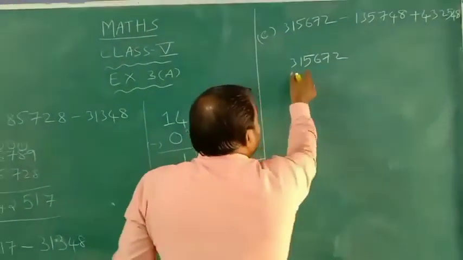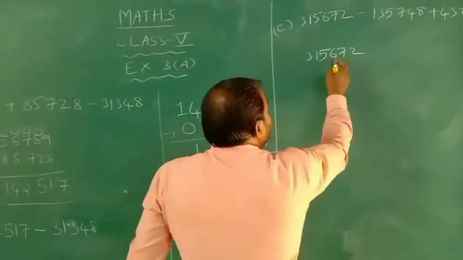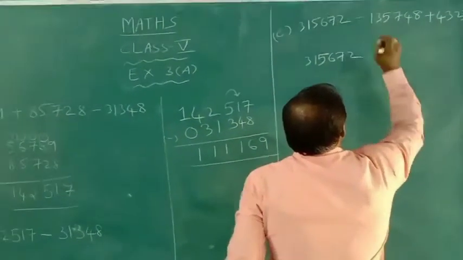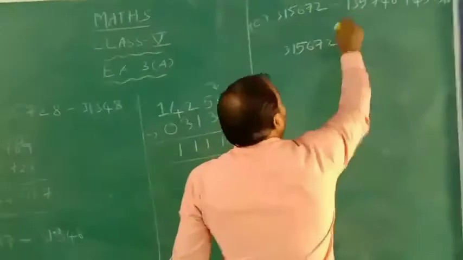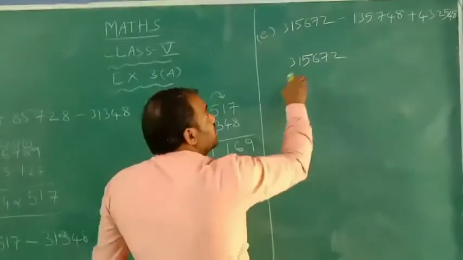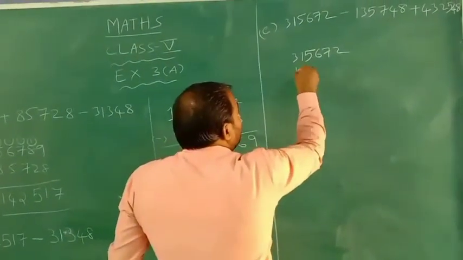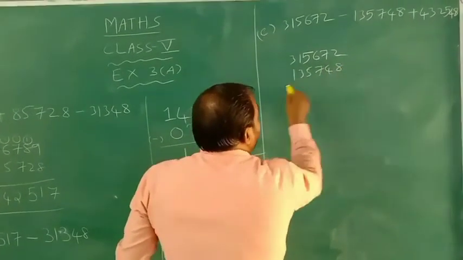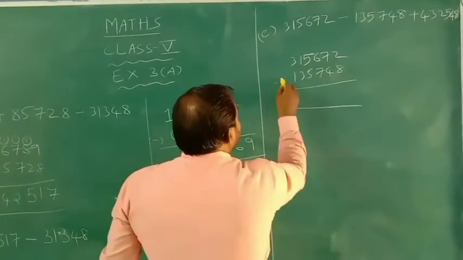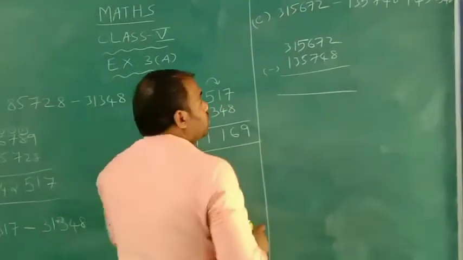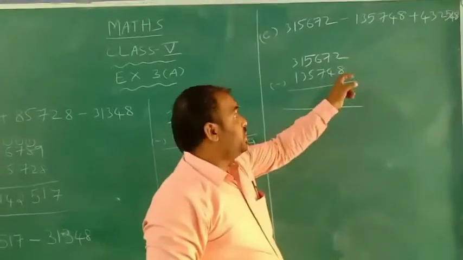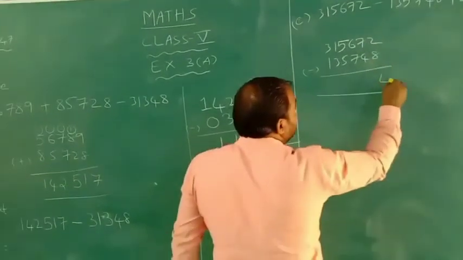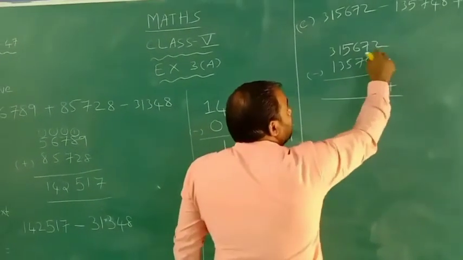3,15,672. Here you see a 6-digit number: 1, 2, 3, 4, 5, 6. 3 lakhs there, 1 lakh there. That's why you write down this 3, 1,35,748. Do subtraction. 2 minus 8 not going. Take one borrow, it becomes 12. 12 minus 8, 4. Here one given, 6 left.